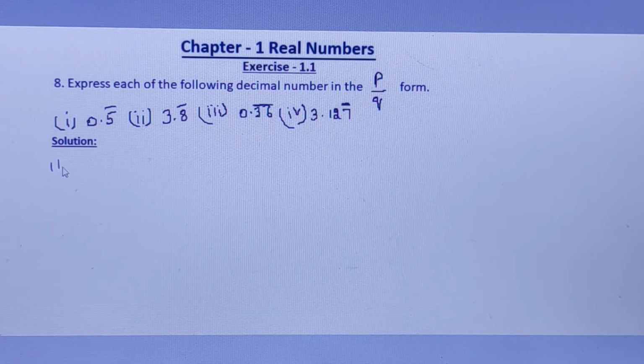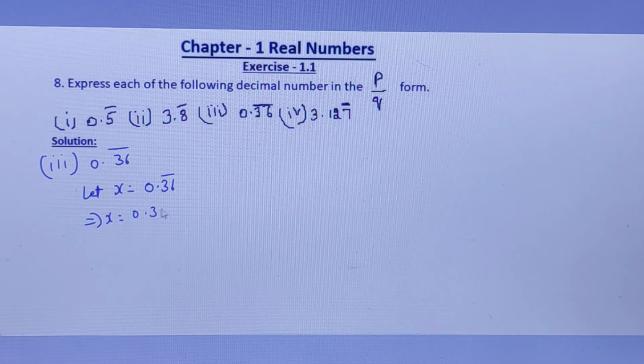Solution to third bit, 0.36 bar, right? So that means two digits 3 and 6 are getting repeated. Let x is equal to 0.36 bar. So this implies x is equal to 0.363636 and so on. Right? Let us call this equation 1. Now since two digits are getting repeated, we multiply both sides of equation 1 with 100.